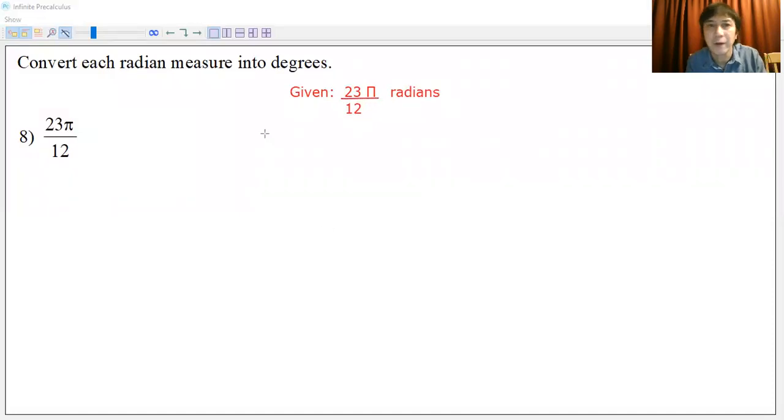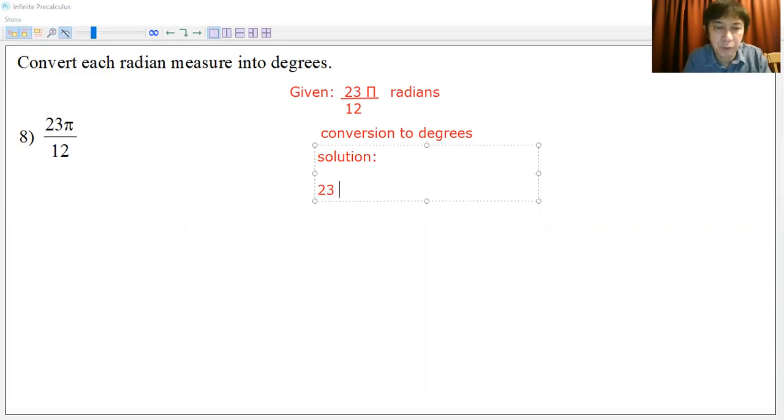Okay, this is the given. All right, for our solution, this is conversion to degrees. So our solution will start with 23 pi. This is radians. Okay, and this is over 12.